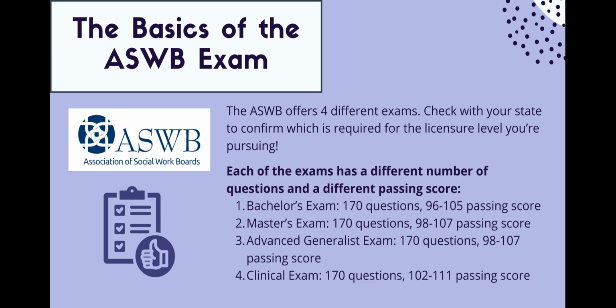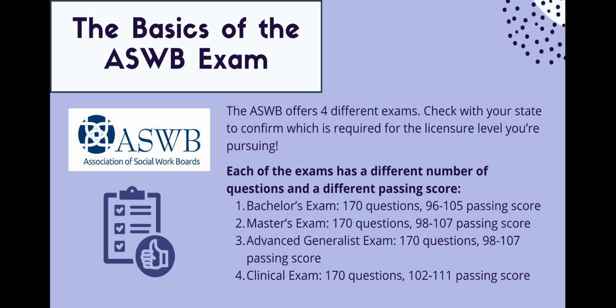Today, we're just going to be comparing the master's and clinical exam, but in a future video, we'll compare the bachelor's and master's as well. All of these exams, all 4 that I just mentioned, are 170 questions long, but require a different passing score. The bachelor's exam requires a passing score between 96 and 105. The master's exam, 98 to 107. Advanced generalist, 98 to 107 as well. And then the clinical exam, 102 to 111.